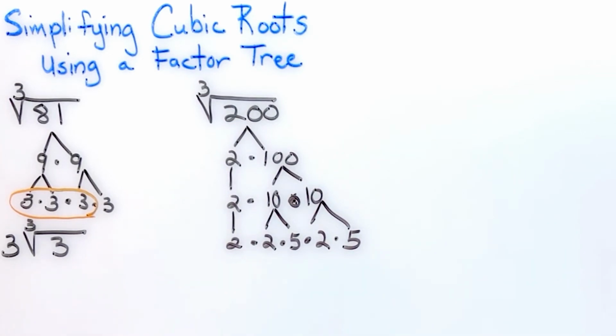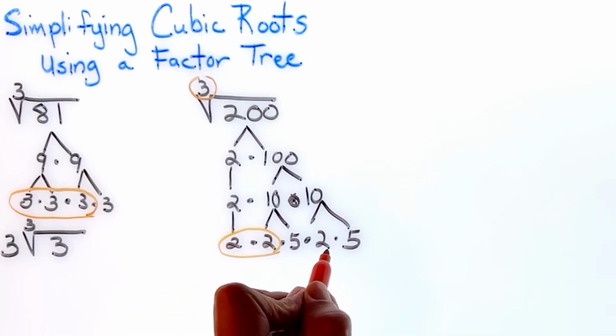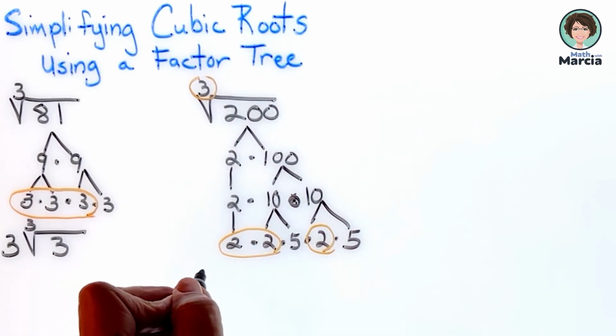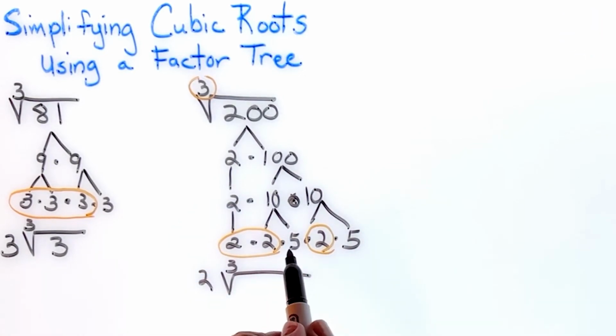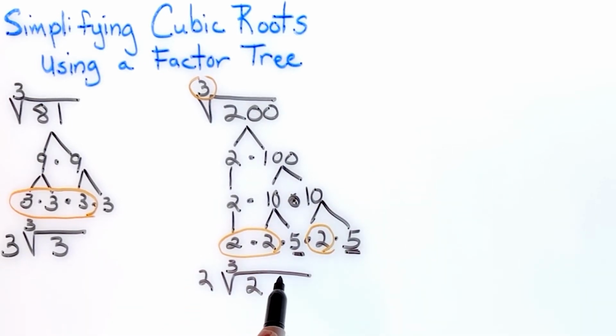And remember, it is a cubic root. So I'm looking for 3 of one number. They don't have to be next to each other as long as there is 3. So the cubic root of 200 is going to be 2 with our cubic root symbol. And what's left is you multiply 5 times 5, which is 25. So the cubic root of 200 is equal to 2 cubic root of 25.